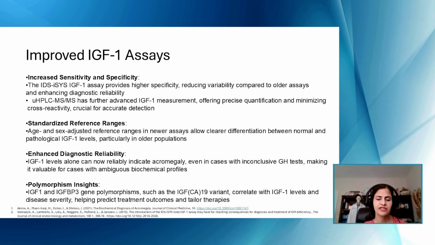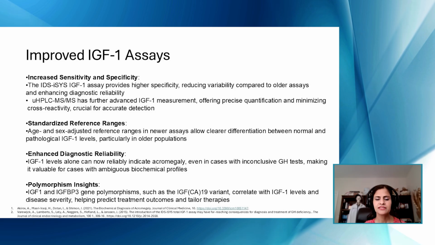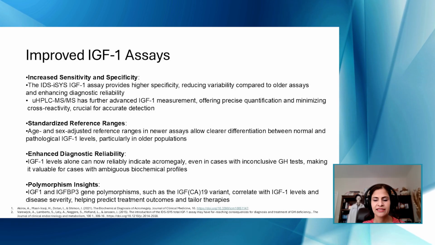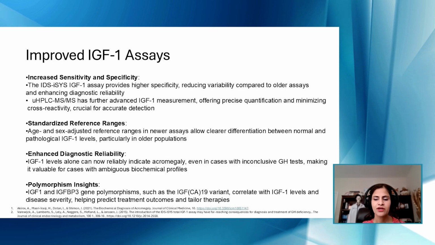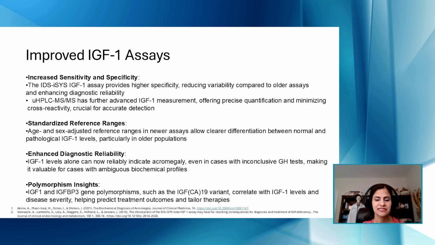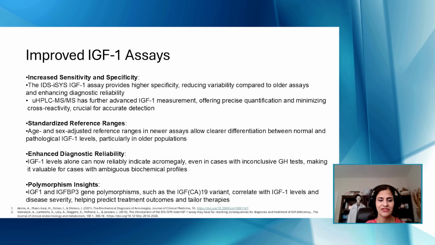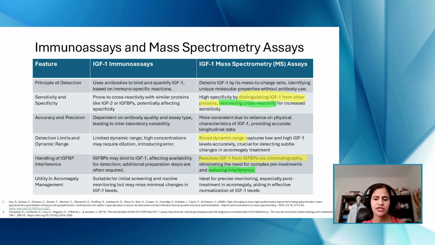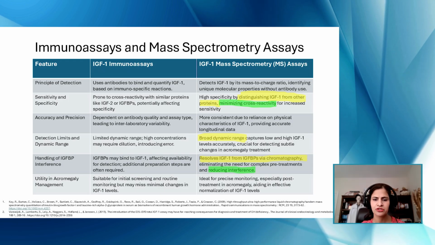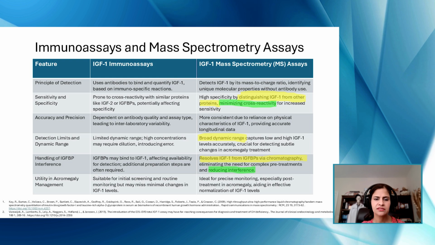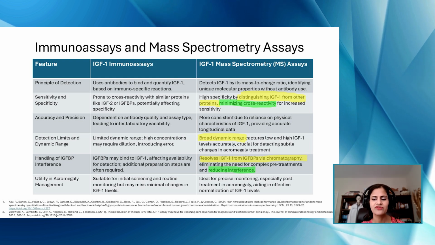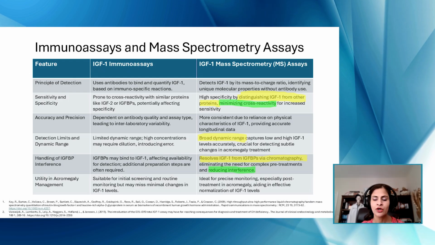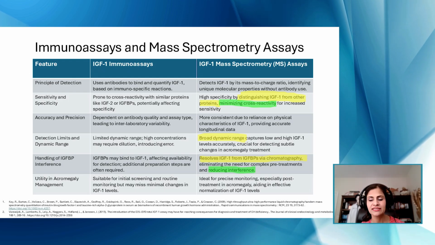And then I want to touch briefly on polymorphism insights. If you measure IGF-1 and IGF-BP3 gene polymorphisms, such as the IGF-1 CA19 variant, they correlate with IGF-1 levels and disease severity that helps predict treatment outcomes and tailor therapies. Here we have a table on the next slide that is comparing IGF-1 immunoassays and mass spectrometry assays. And mass spectrometry has really refined IGF-1 testing, and it offers superior sensitivity, specificity, and accuracy, which makes it a really valuable tool for diagnosis and management.